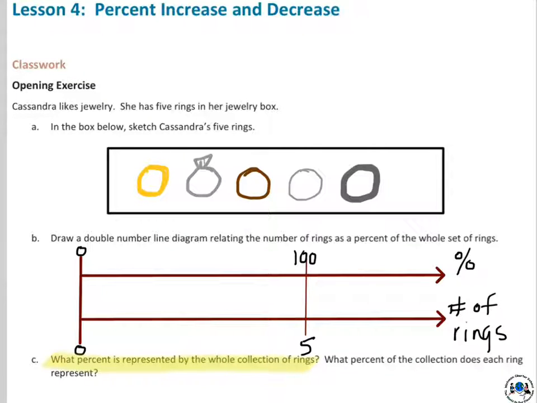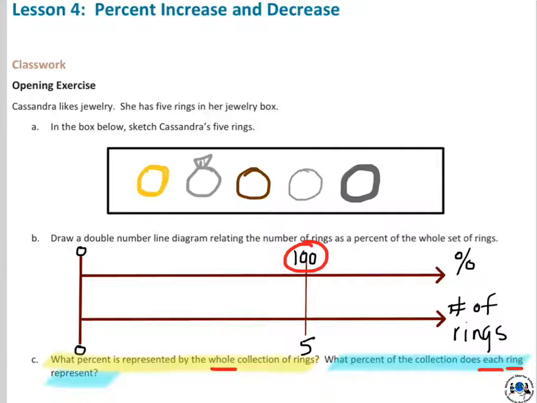All right. So it asks us here, what percent is represented by the whole collection of rings? Of course, that is an easy answer: 100%, because 100% is our whole. And now here's the question of the moment. What percent of the collection does each ring represent? Each ring has a percent itself that it's worth.